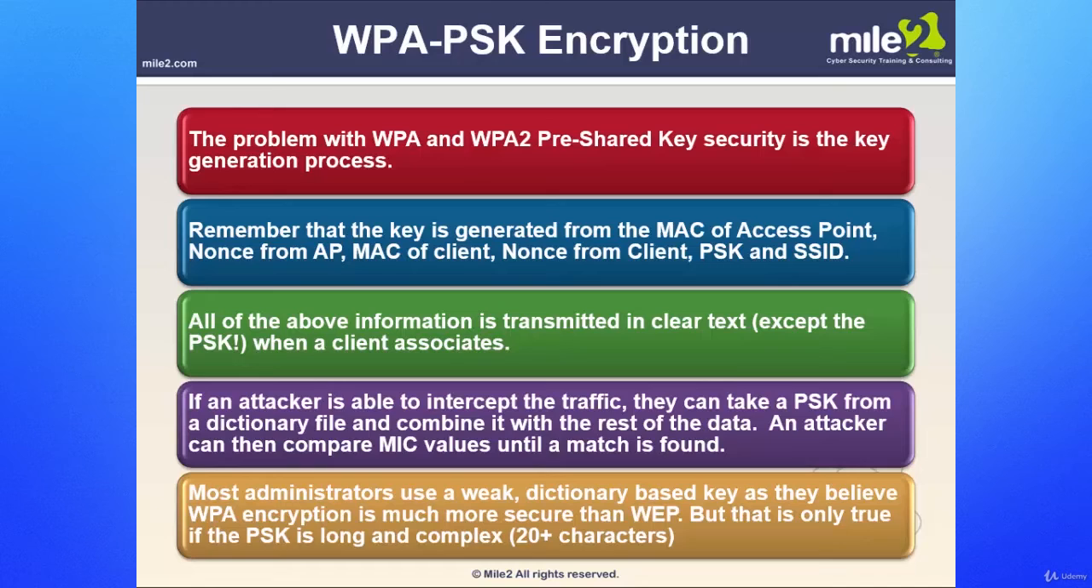Okay, needless to say, remember here the key generation from the MAC of the access point, the nonce of the access point, the MAC of the client, the nonce of the client, the PSK, your pre-shared key in this case, and the SSID. All the information as discussed in the previous slide has been transmitted in clear text except for the PSK, the pre-shared key, when the client associates. So if the attacker is able to intercept the traffic, they can take a PSK from a dictionary file, combine it with the rest of the data. The attacker can then compare the MIC value until a match is found.